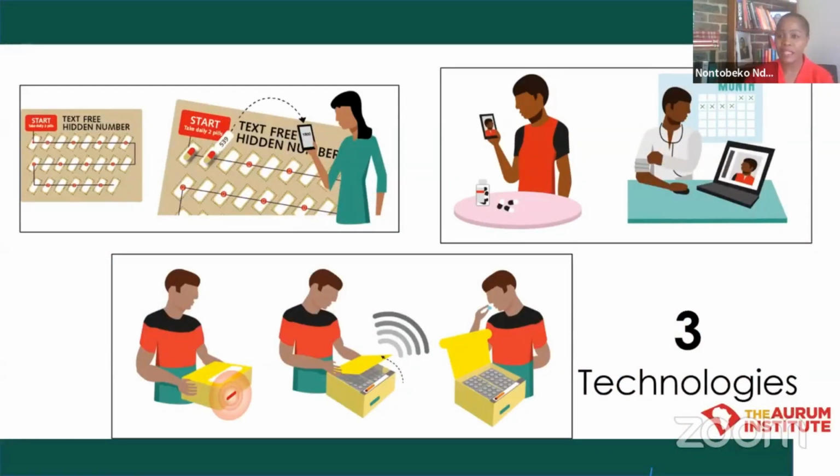So the main 3 technologies that were evaluated under the ASCENT project were the 99DOTS, the video-supported DOTS, as well as the smart pillbox.